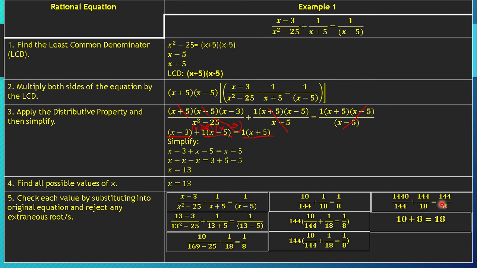Simplifying that, we have 1,440 divided by 144 is equal to 10 plus 144 divided by 18 is 8 is equal to 144 divided by 8 is 18. Lastly, 10 plus 8 is equal to 18. 18 is equal to 18. Therefore, x is the solution in the rational equation.